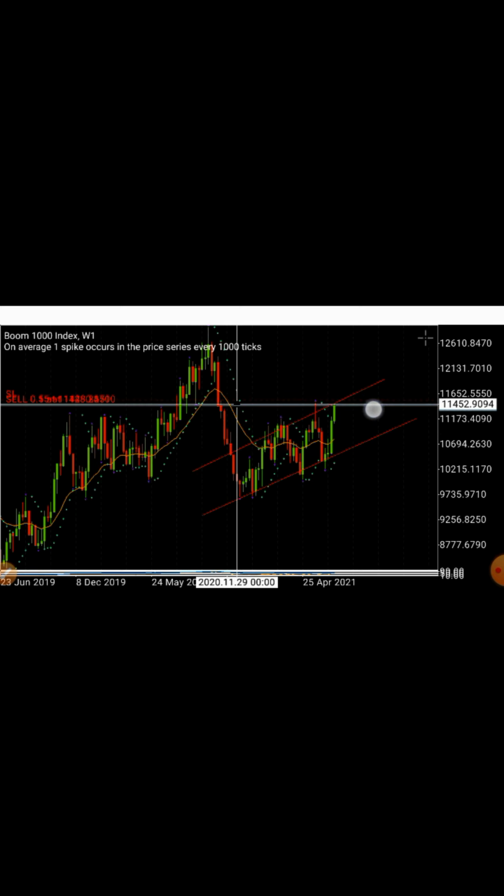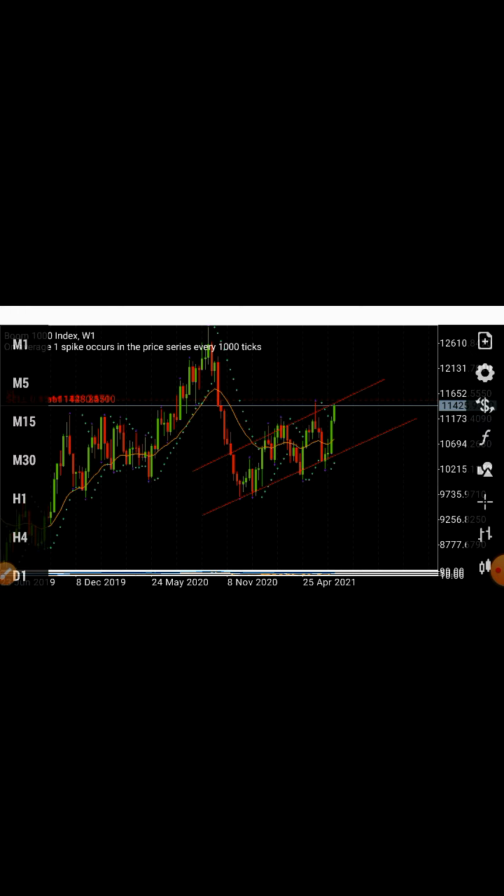Since that's a psychological level, maybe in my next video I'll talk more about psychological levels, but this is a round level, around 1145700. That's a level it actually reached in the month of May, and that serves to me now as a rejection point, and the market is most likely going down.